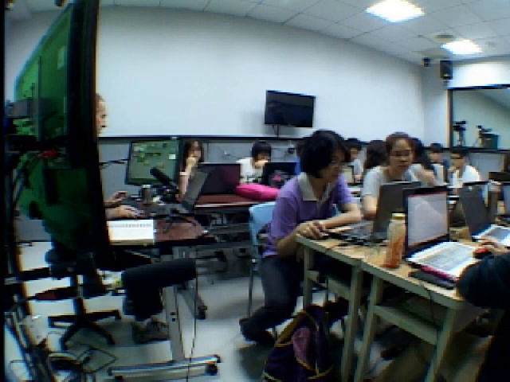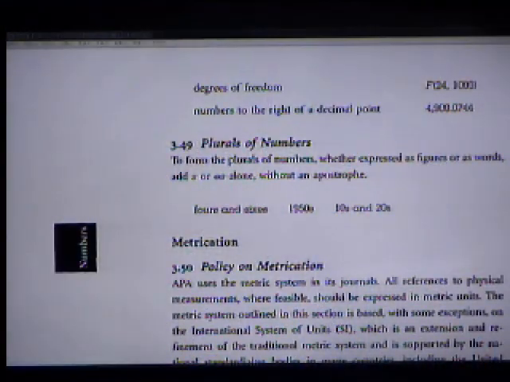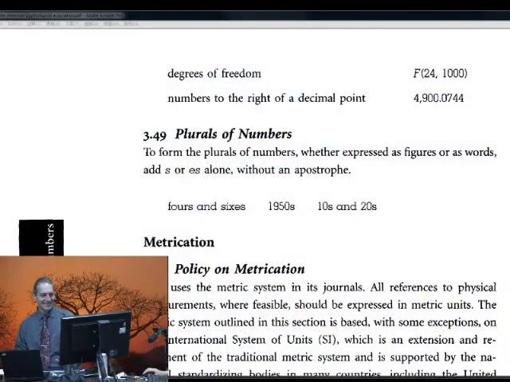Okay, so which one should we begin with, APA or DIA? What should go first, APA or should we look at DIA first? All right, let's look at APA first, because we all love the APA. Right on, that's our favorite.